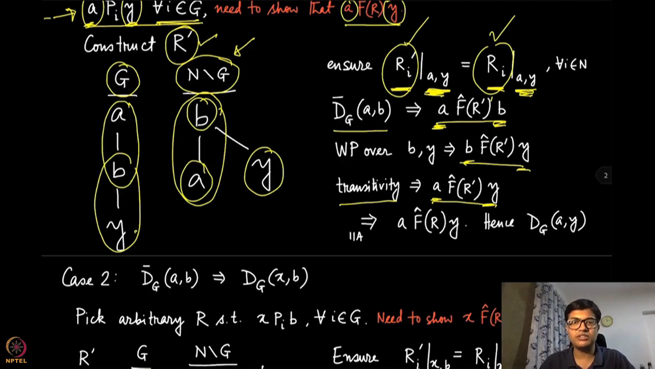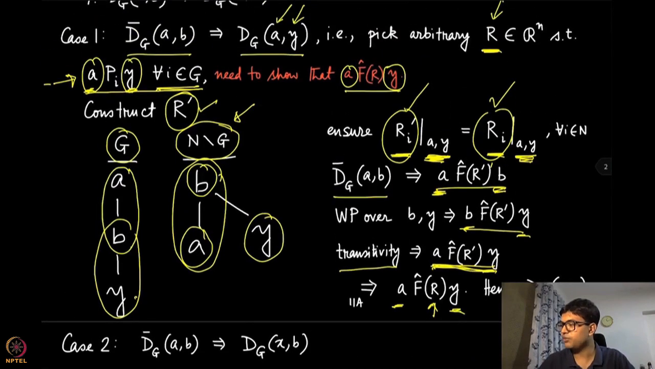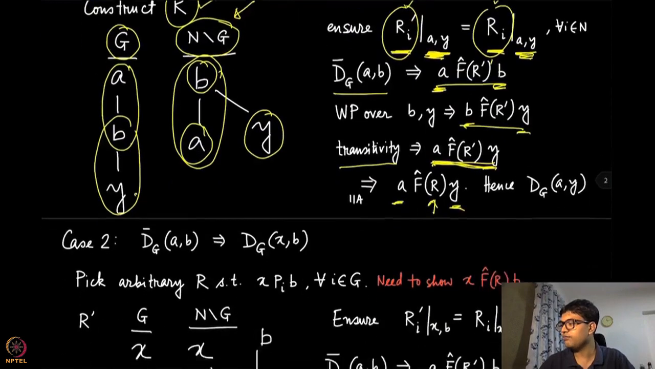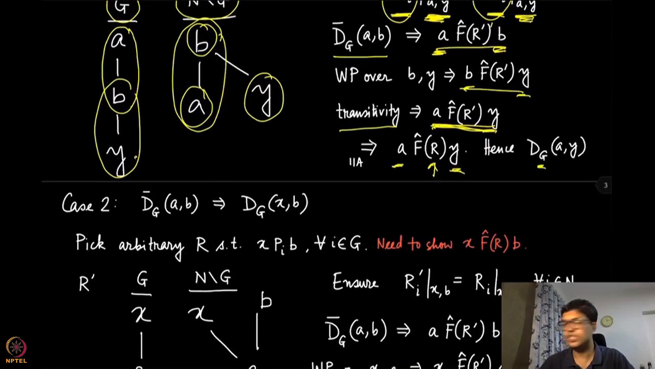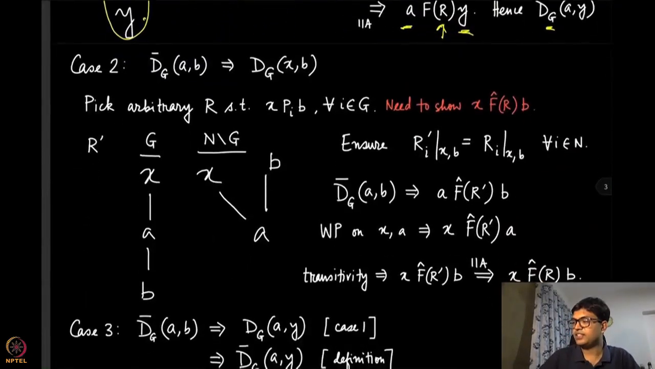Now we are just going to use the condition of IIA, because what IIA is saying is that if the relative position remains the same, then the final outcome between those two alternatives will also remain the same. So by that we can conclude that even in F of R, A should be strictly above Y, right? And that is exactly what we wanted to show. So remember, we needed to show this, and therefore we have proved that this group G is decisive between A and Y. Okay, so that's the first case.